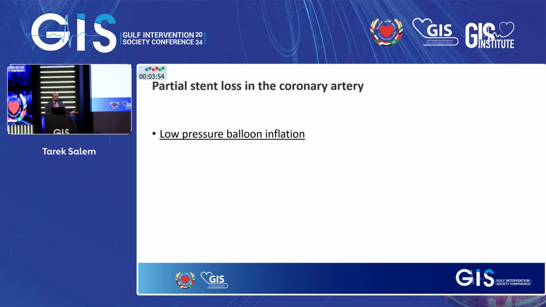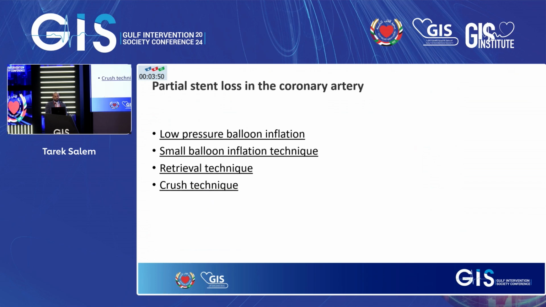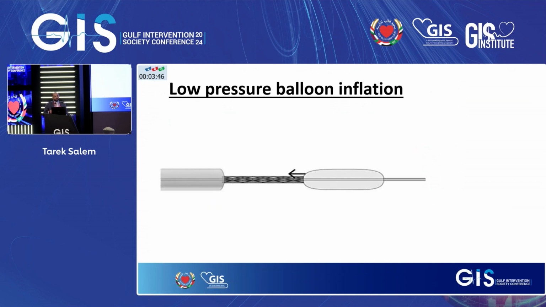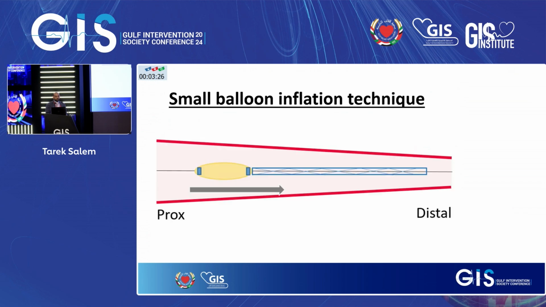So there are multiple techniques to try to retrieve a stent. First, low pressure balloon inflation, where basically you put a second wire, or even if the balloon can go through the previous wire, and start with slow inflation, start pulling the stent back into your guide. And this is what happened. This is where I have unfortunately lost my wire at this stage.